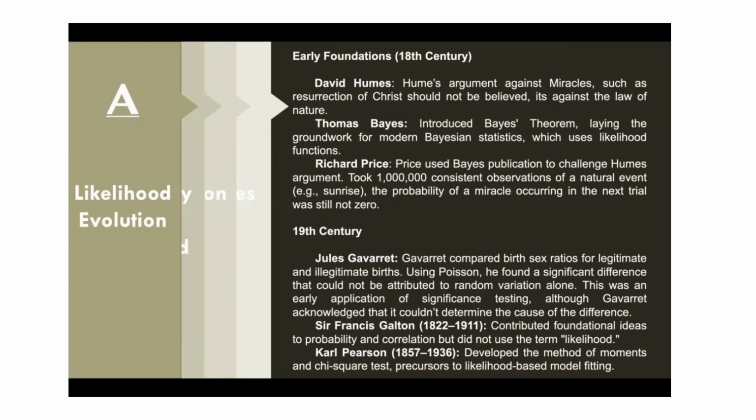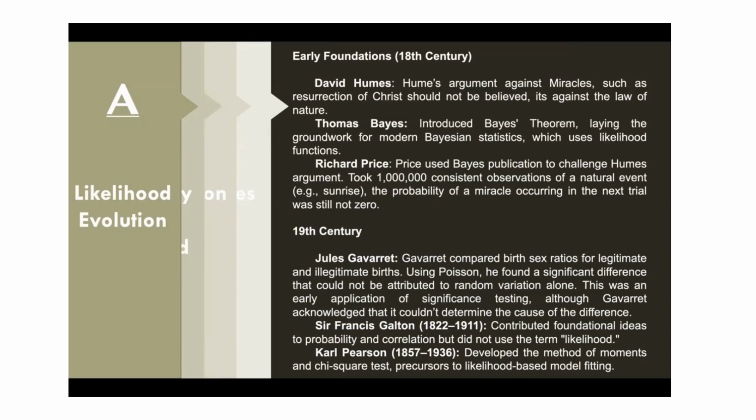He took 10 lakh consistent observations of neutral events, non-natural and natural events like sunrise and other things. Now, the probability of a miracle occurring in the next trial was still not zero. It was still not zero. There was a possibility of a miracle. So this was something using statistics, and the concept of likelihood was used over here. Based on this, they were able to counteract the argument imposed by David Hume.